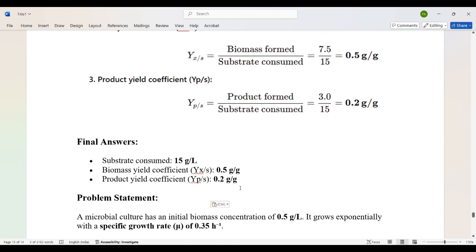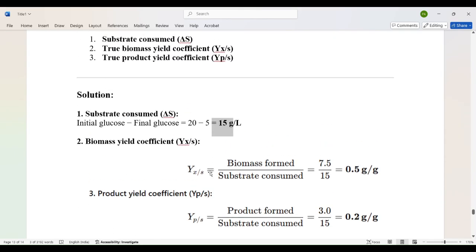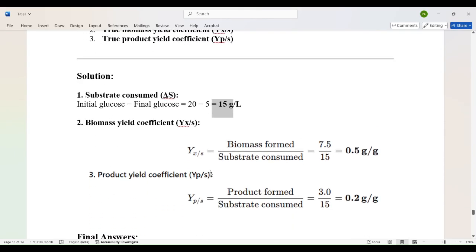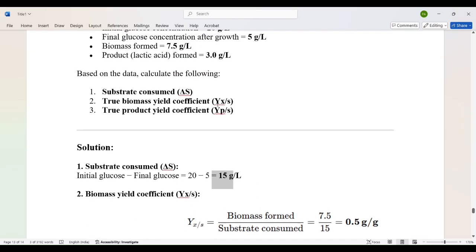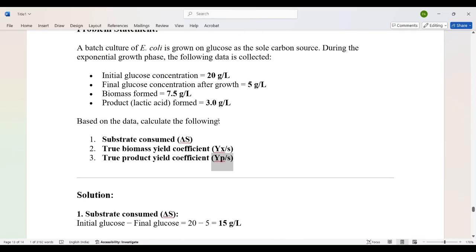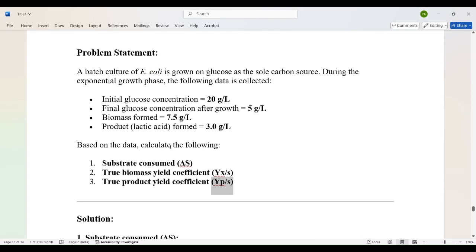I hope this is clear to all. So very simple mathematics. You can memorize this concept by the coefficient nomenclature here itself. Whatever is there, the reaction is always considered per substrate consumption. So if biomass is asked, it means biomass produced per substrate consumption. And if product is asked, you may use product formed divided by substrate consumed.